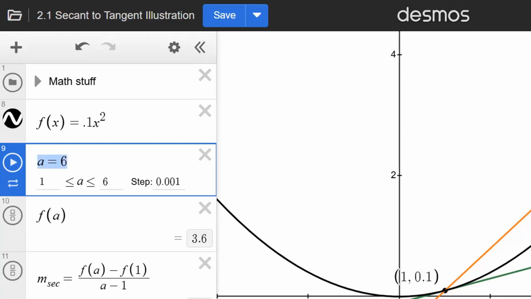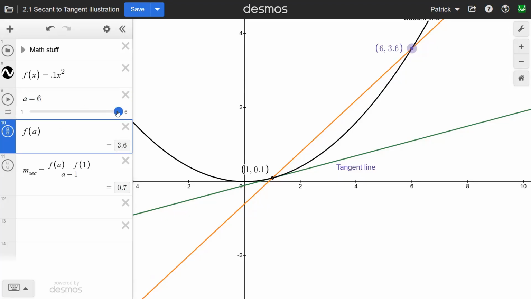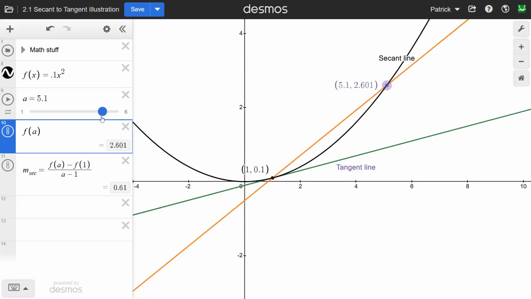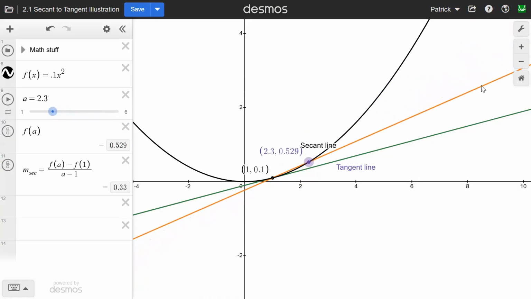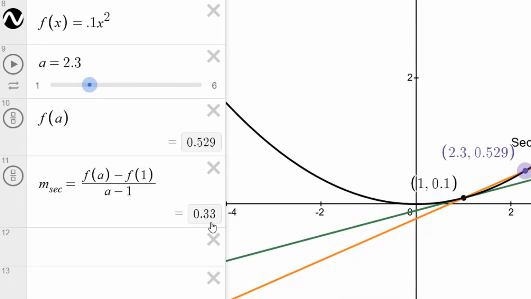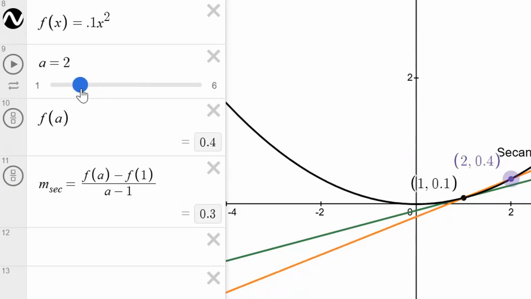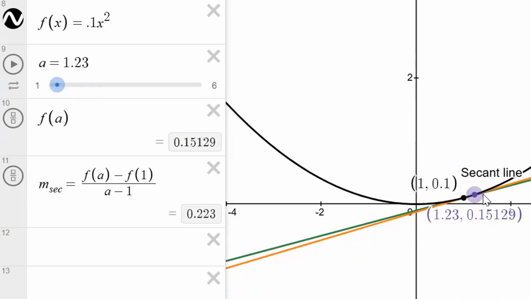Now, as I let this second point get closer and closer to the first one, notice how the slope of the secant line starts to line up with the slope of the tangent line in 2 ways. Geometrically, you could see that this orange line is getting closer to the green line, and also this slope formula here, which is at 0.33 right now, is getting closer and closer to the slope of this tangent line. As I take a and let it approach 1, you could see that the slopes of the secant and tangent lines are getting closer and closer and closer.